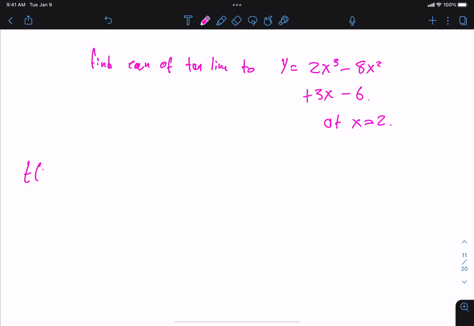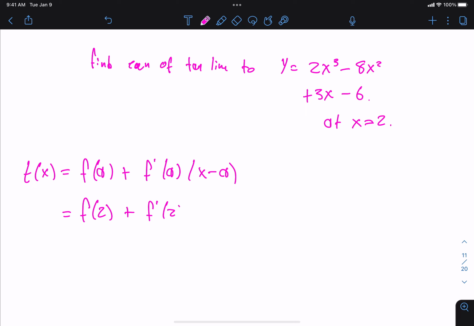So we know the tangent line is given by the formula f of a plus f prime of a times x minus a. And in our problem, they tell us that a is equal to 2. So we just put in 2 for a. So we need to do f of 2 plus f prime of 2 times x minus 2. And we'll be done once we establish what these two numbers are, okay?